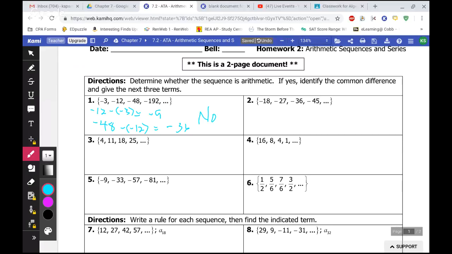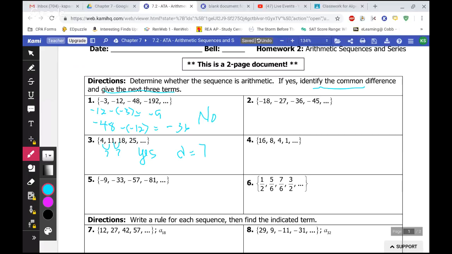For number 3, the difference between 4 and 11 is 7. And the difference between 11 and 18 is 7. So this is arithmetic. And the difference is 7. And then if it's yes, we're supposed to give the next three terms as well.